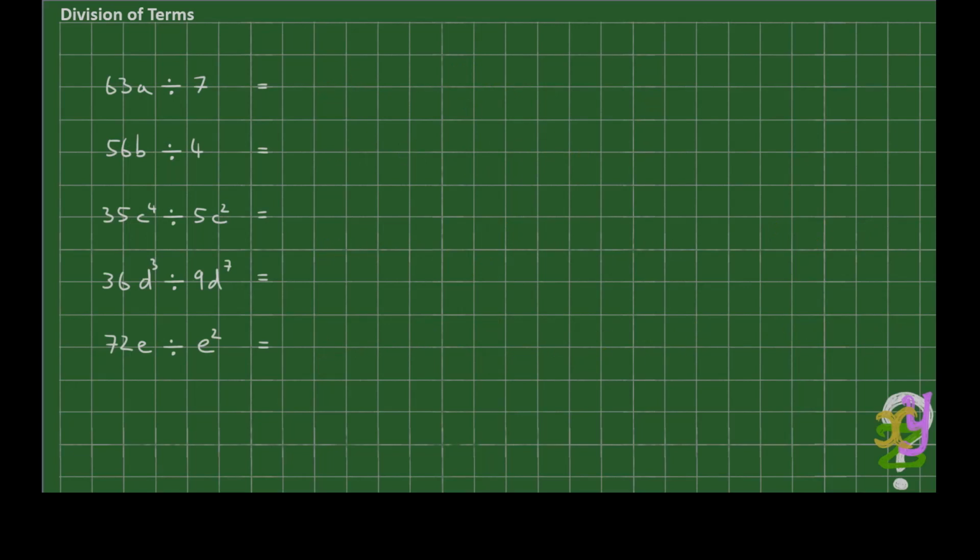Okay, let's start from the top. 63a divided by 7, well, I can divide the numbers. 63 divided by 7 will give me 9, but it is 9a. Similar thing with 56b divided by 4. 56 divided by 4 is 14. Do not forget the b. Okay, now we have some powers as well. Let's deal with the numbers first. 35 divided by 5, that is 7. And now I have c to the power of 4 divided by c to the power of 2, that is c to the power of 2.